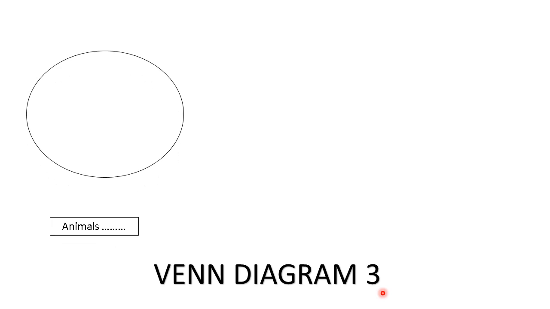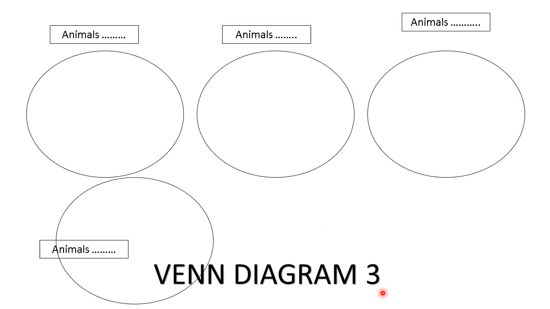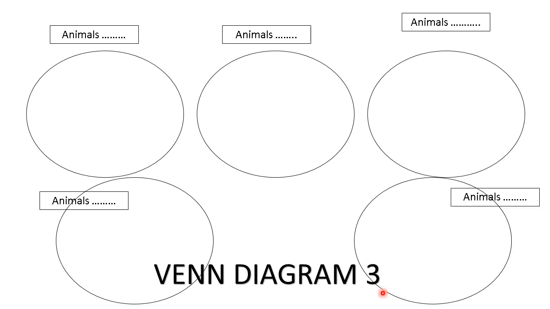Once again, I would like you to draw another diagram. You decide again how many groups you want to draw, whether you want to make 2 groups, 3 groups, 4 or more, it's up to you. You need to label each group: animals that, I don't know, you decide.